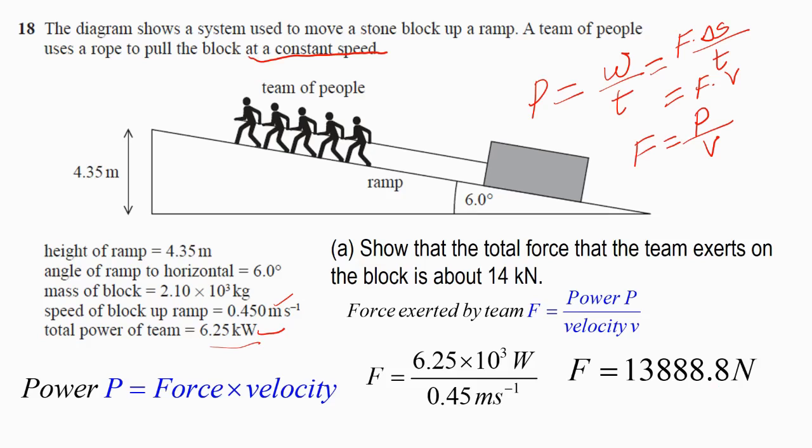Finally, you will get the force applied by the team is equal to 13,888.8 Newton. If we convert it into kilonewton, you will get F equal to 13.88 kilonewton.